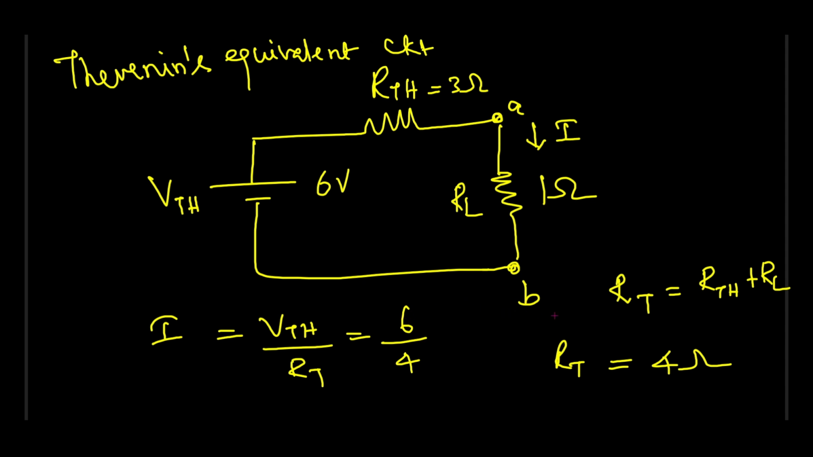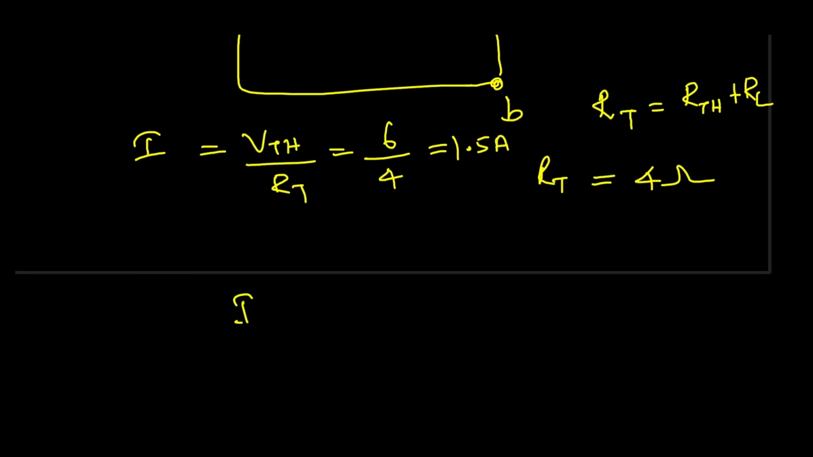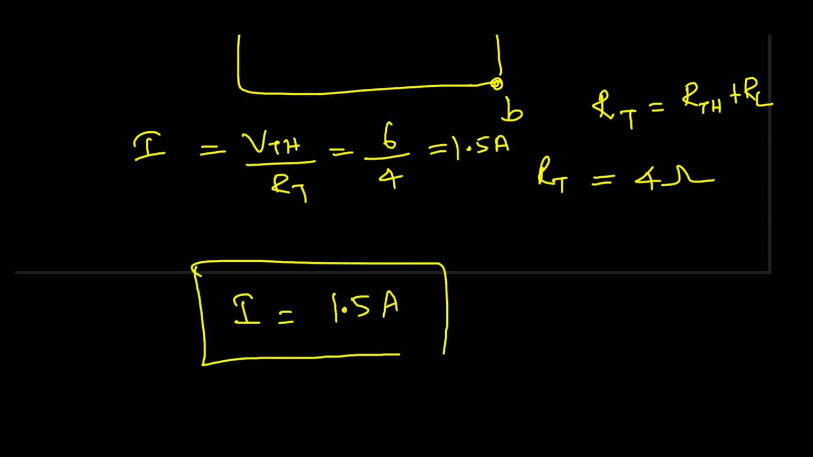So what's the value here? It is 1.5 amps. The I current is 1.5. So this is the final answer we actually need, right?